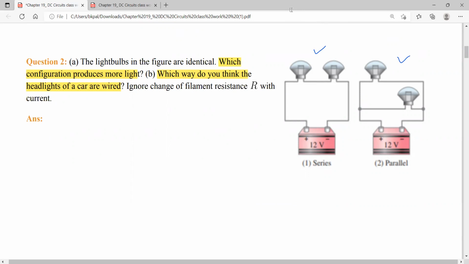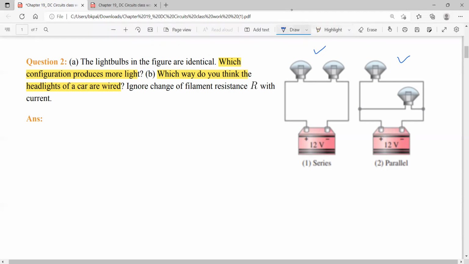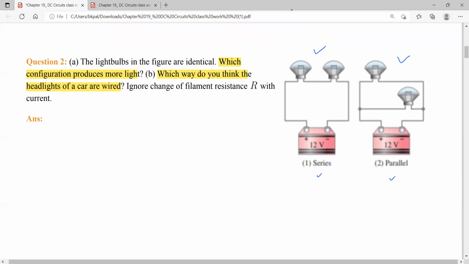Now to answer the first question, you have to remember that more current means more light. So we have to understand where we get more current, sorry, less resistance. What is the equivalent resistance in this circuit and in this circuit? If you can determine that, we can immediately tell which one produces more light.